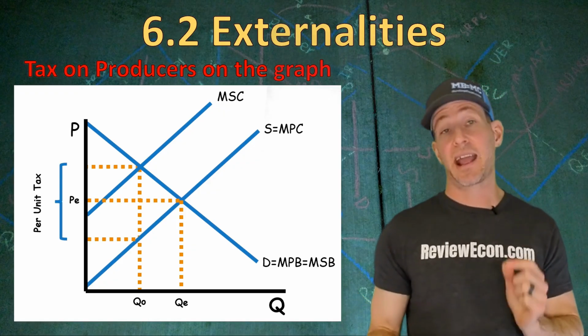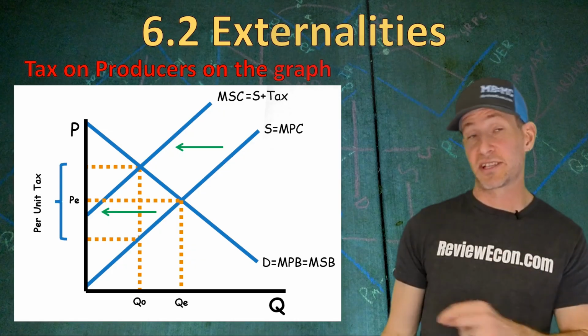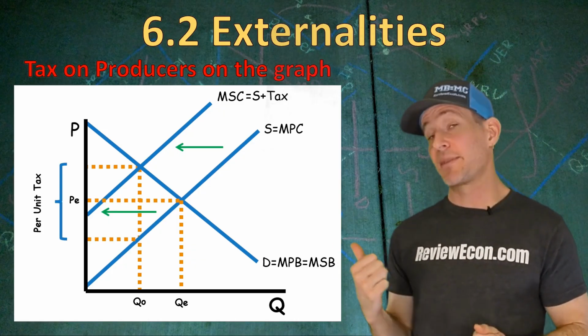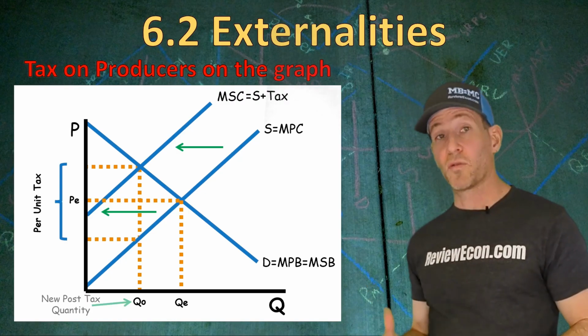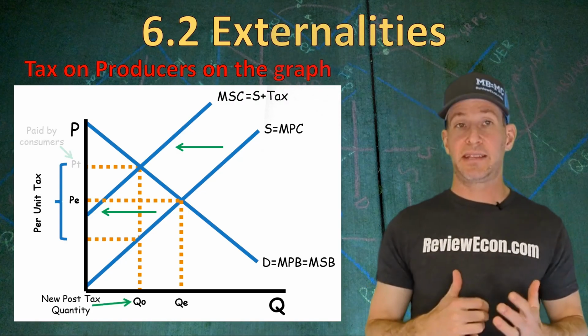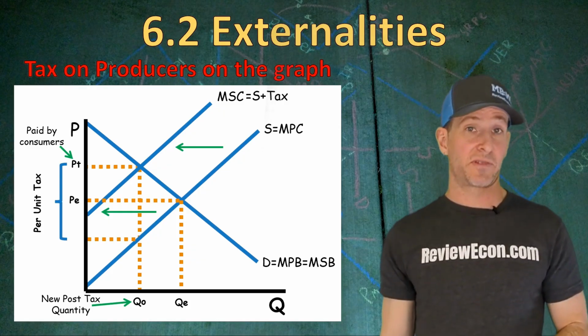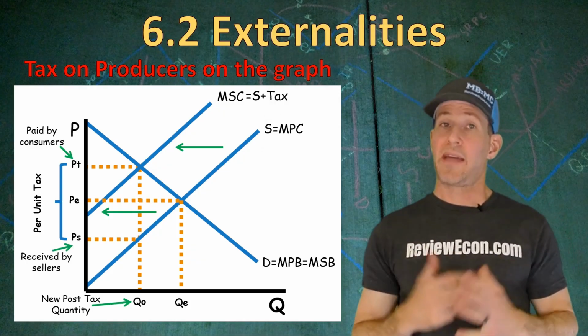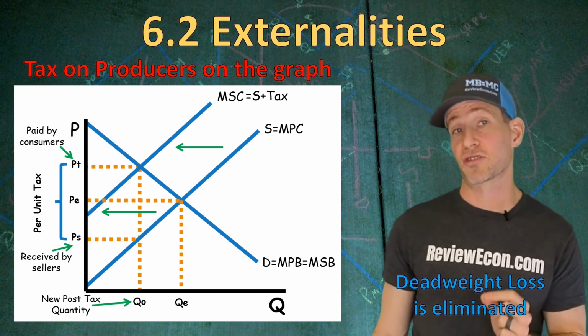marginal social cost and the marginal private cost curves, that will shift our supply curve, the vertical distance of that tax, making the supply plus the tax curve equal to the marginal social cost curve. And then QO will be our after-tax quantity. PT will be the price the consumers pay after the tax, and PS is the price that producers receive after the tax. And that per unit tax will eliminate deadweight loss if it's equal to the marginal external cost.